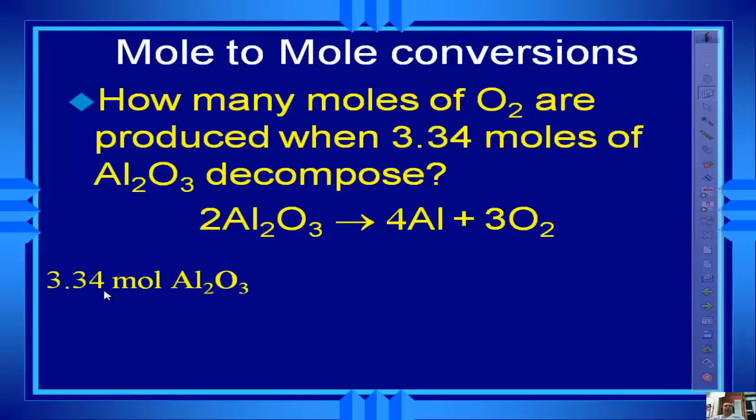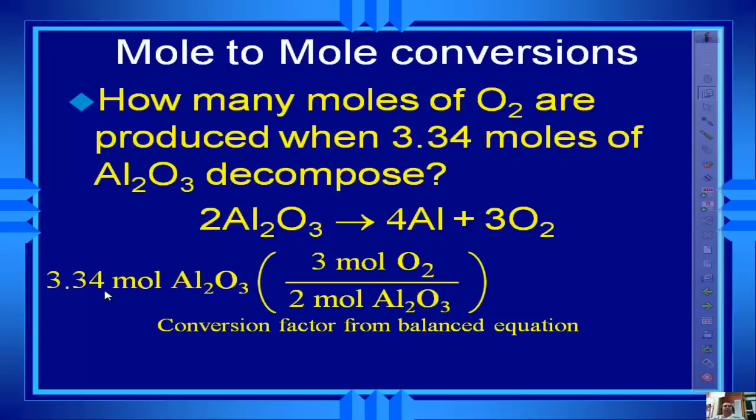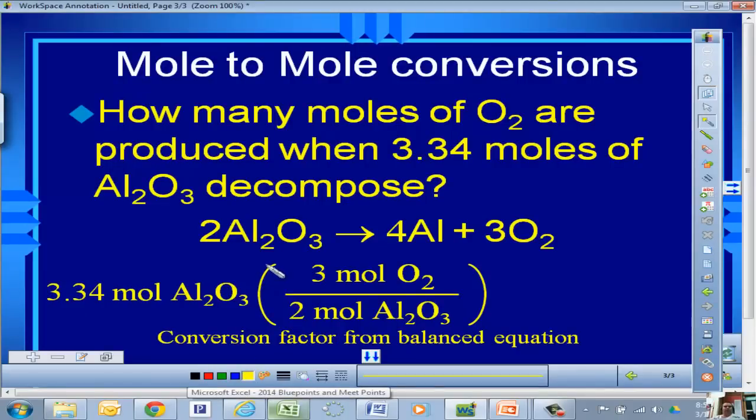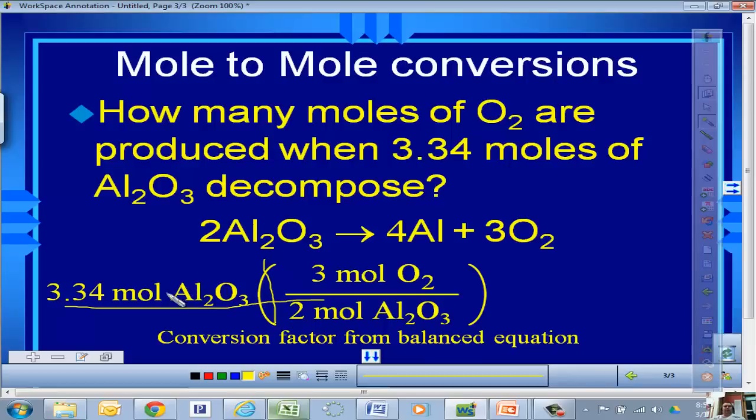So we're going to start off with our given 3.34 moles of Al2O3. Our conversion factor is a little bit different. If you think back to when I told you to set up the railroad tracks, we would do this. Moles of Al2O3 are on top, so I would want to put the Al2O3 there, and I would want to put the moles of O2 there. These numbers, the 3 and the 2, are just coming from our balanced chemical equation. There's the 3 moles of O2, and there's the 2 moles of Al2O3. Since this problem didn't say anything about Al, we don't have to worry about it.